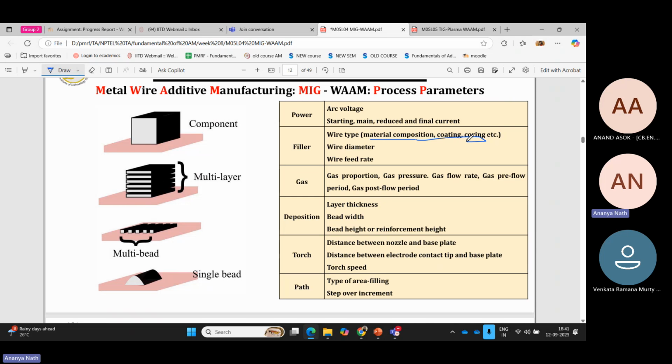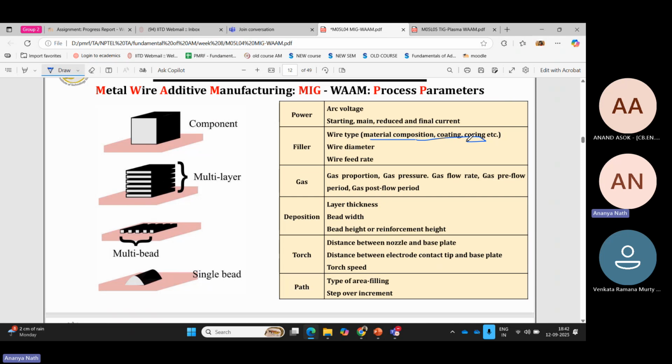will be given by the slicing itself. Then bead width is something we will measure, and then we will decide the overlap percentage. Depending upon the overlap percentage, we'll get the final width of the layer. Then we'll decide the layer thickness, and it will depend upon the bead height and how much reinforcement height. So if your bead height is 1 mm, is it true that your layer thickness is also going to be 1 mm?